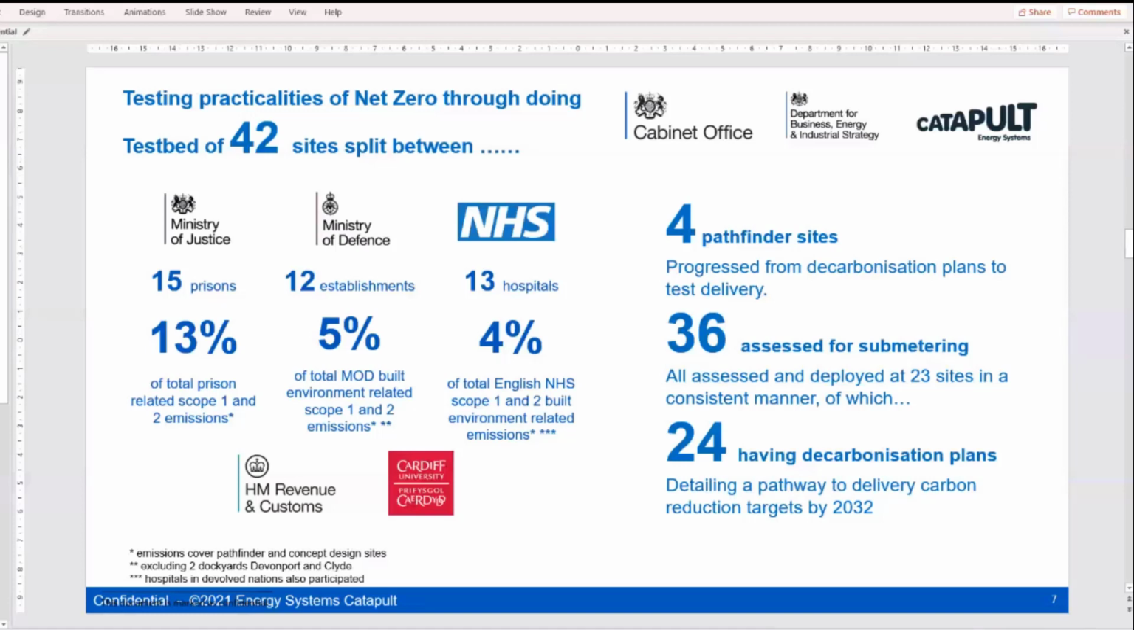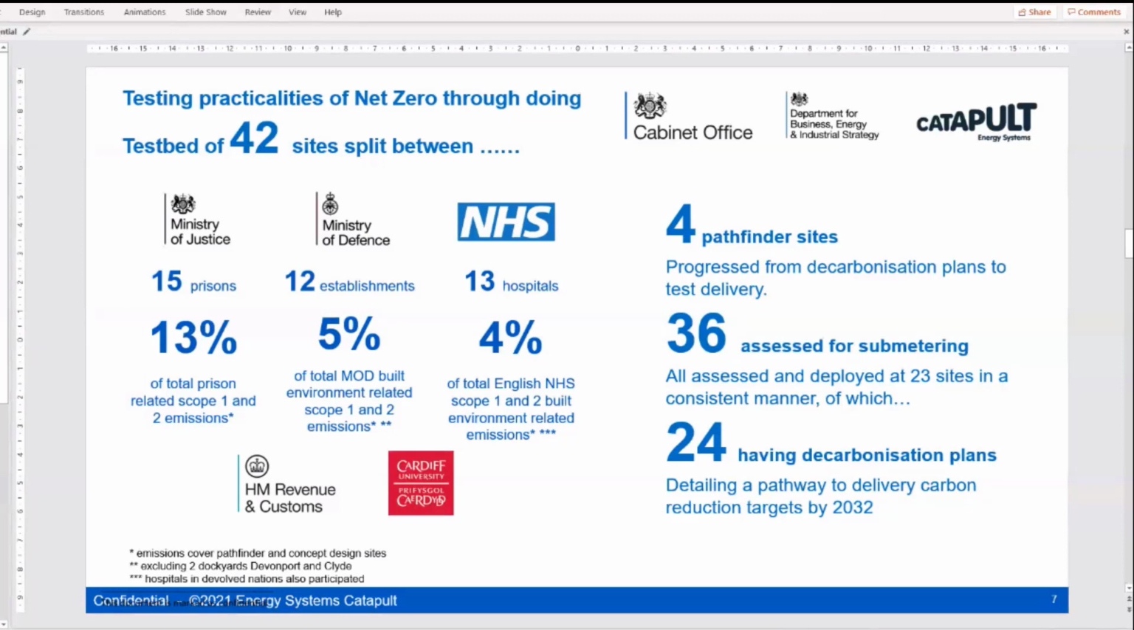These are detailing a pathway to deliver carbon reduction targets by 2032. Just to note that 2032 is in there because the targets were set for the MEP programme from the 5th carbon budget, and the 50% reduction of carbon was the target in 2032. By 2032 was the target in the 5th carbon budget, and of course the 6th carbon budget has since come in from the Climate Change Commission at the end of last year.